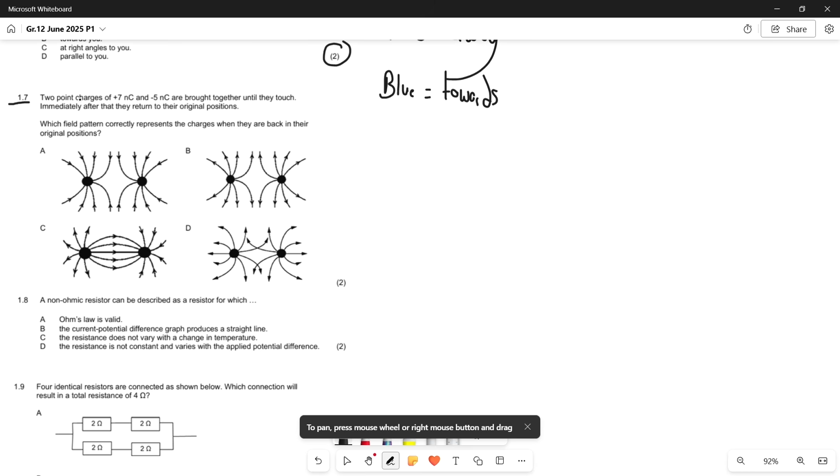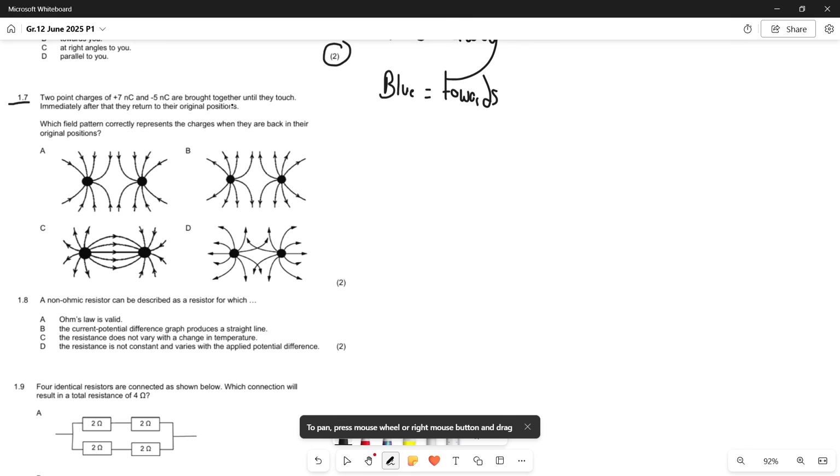1.7. So 2 point charges of +7 nanocoulombs and -5 nanocoulombs are brought together until they touch. Immediately after that, they return to their original positions. So which field pattern correctly represents the charges when they are back in their original positions? Okay, so we have 2 guys repelling, so like charges, but the arrows are going towards. 2 guys also same thing, but the arrows are going away. 2 guys that are attracted to each other, and then these two guys where we can see the field lines are crossing and different length and quite irregular looking.